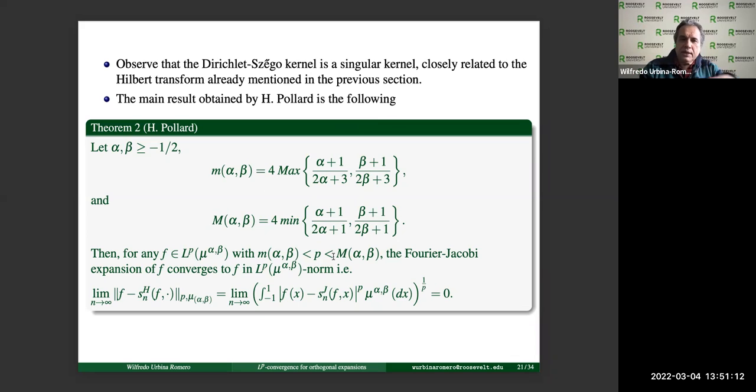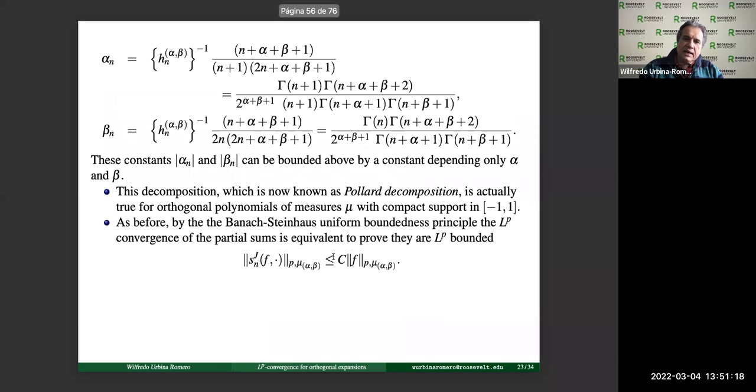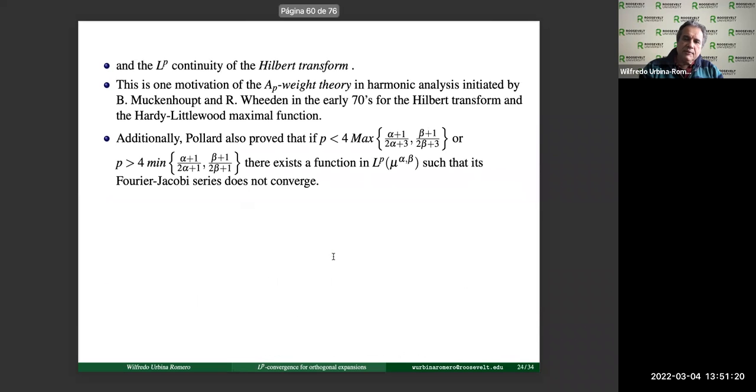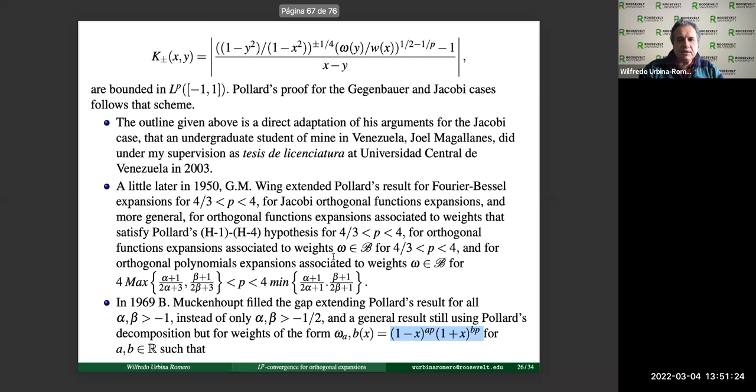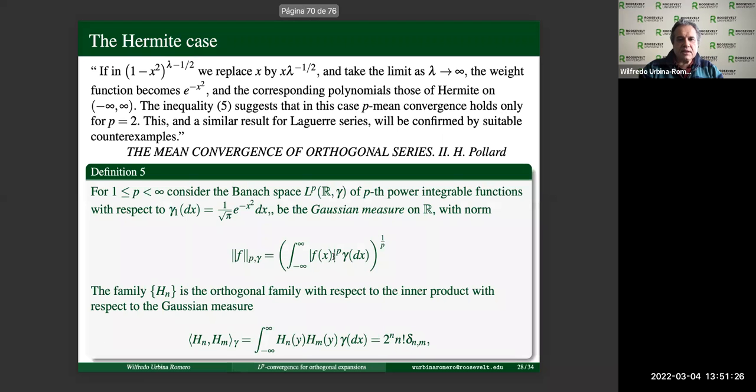So just looking at the bounds, it looks like the only possibility for Hermite polynomials is the case of only for P equal to 2. Not only he gave this intuition, which is very deep, and we have used that in other works.